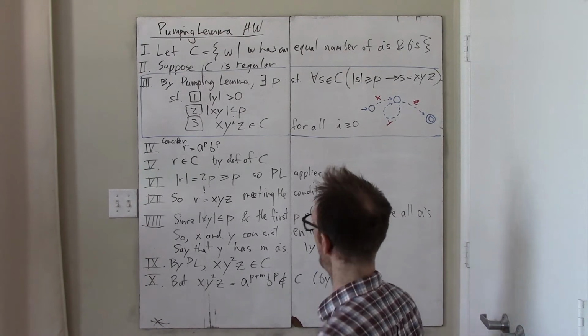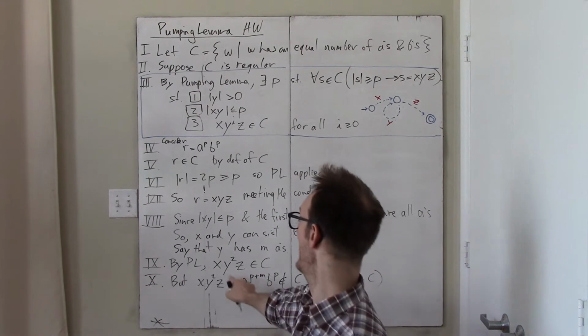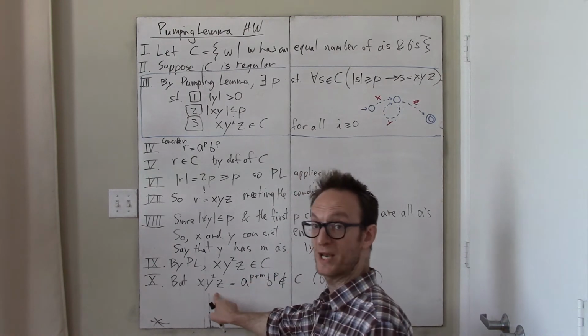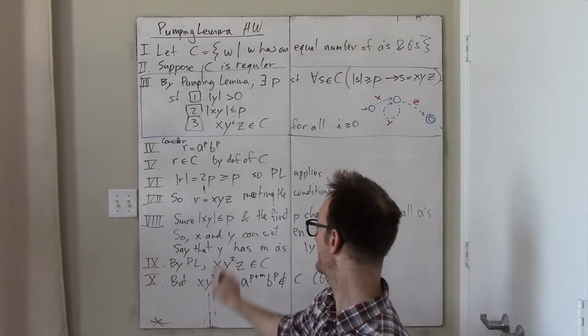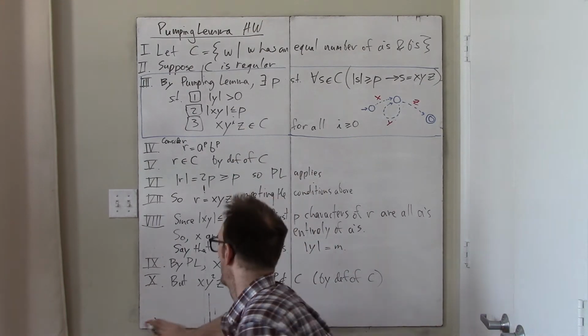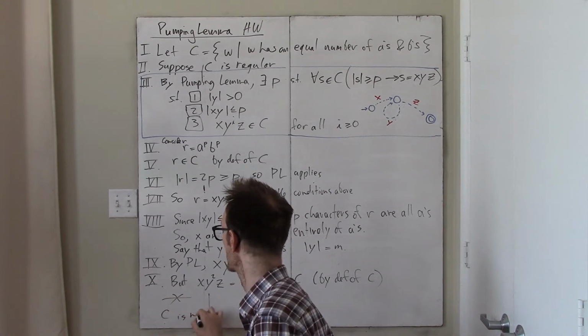This is a very, very clear, thorough proof. And so on the one hand, we have that x, y squared, z is in C, but on the other hand, by just looking at the string, analyzing it and looking at the definition of C, we see that the string is not in C. Therefore, we say contradiction, and so C is not regular.